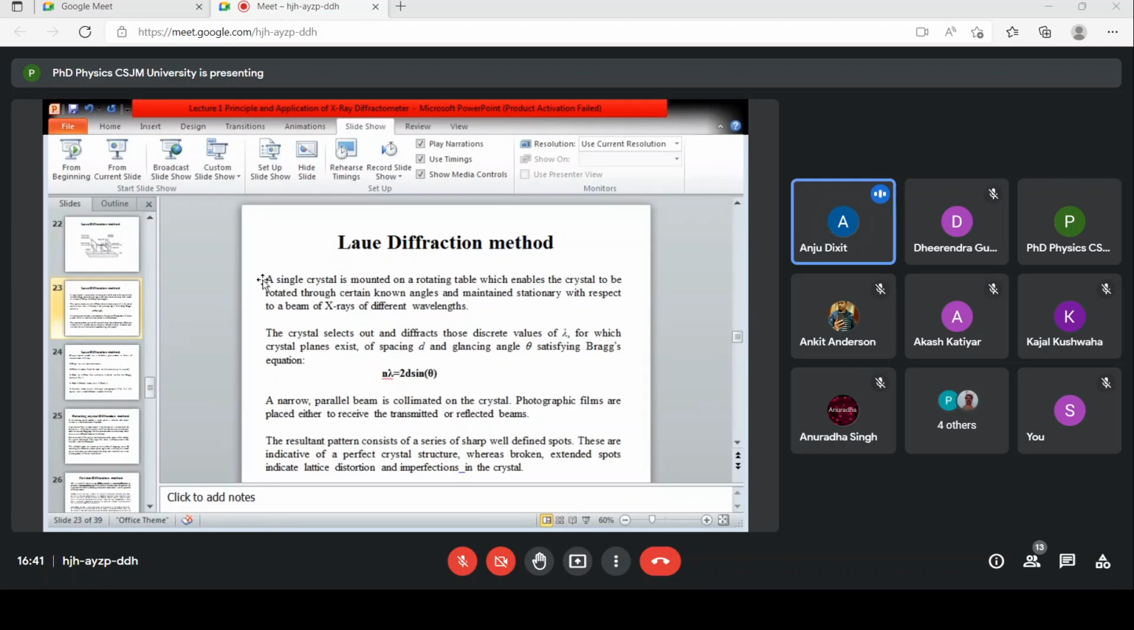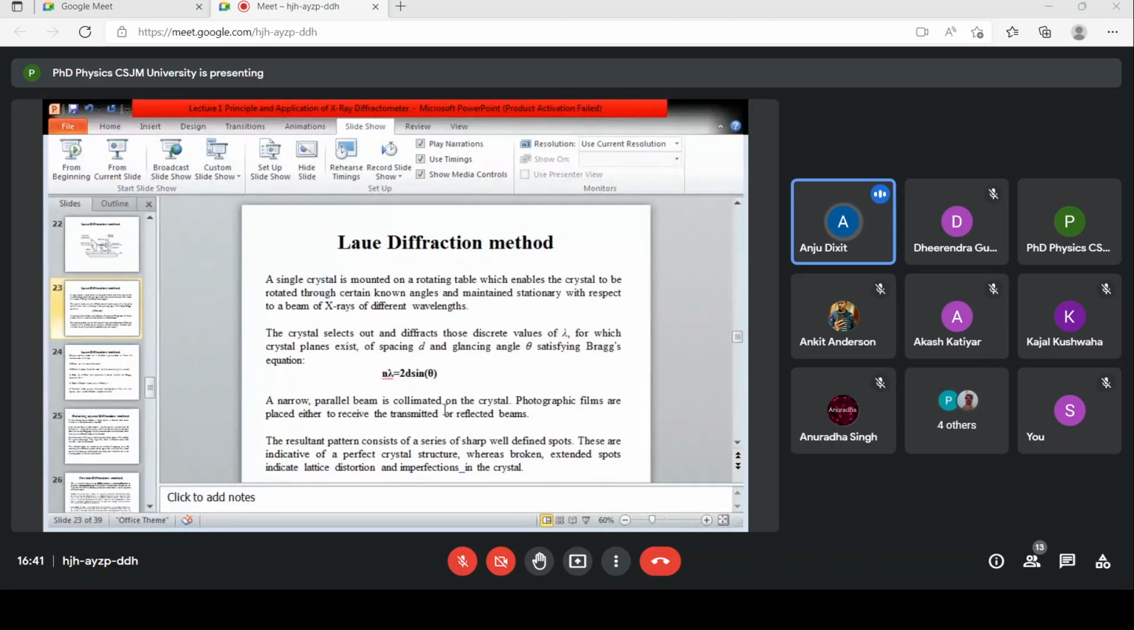So a single crystal is mounted on a rotating table, which enables the crystal to be rotated through certain known angles and maintained stationary with respect to a beam of X-rays of different wavelengths. The crystal selects out and diffracts those discrete values of lambda for which crystal planes exist of spacing d and glancing angle theta satisfy Bragg's equation. So different wavelengths single crystal के साथ में interact करती हैं और जो particular orientation है, वो by applying this Bragg's law इससे पता चलता है.